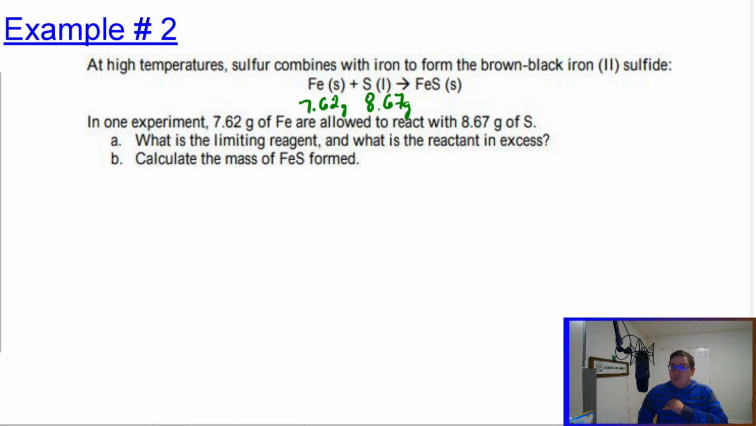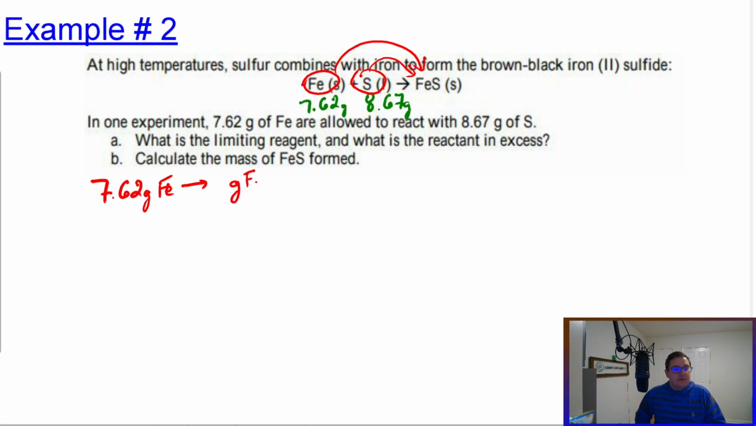So we don't know which one's going to be the limiting reagent. We can find that out, though, by converting both of these into iron(II) sulfide. And then we're going to compare those numbers. So let's just do that, okay? We have 7.62 grams of iron, and we're going to convert that to grams of iron sulfide. Cool. Let's just do it.